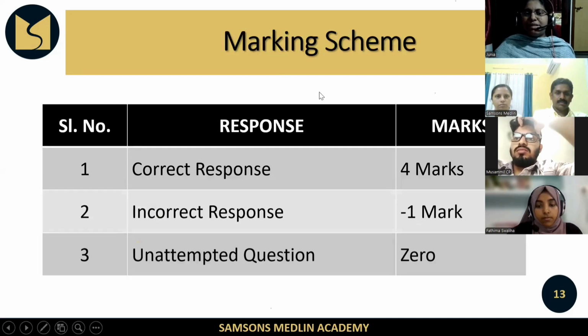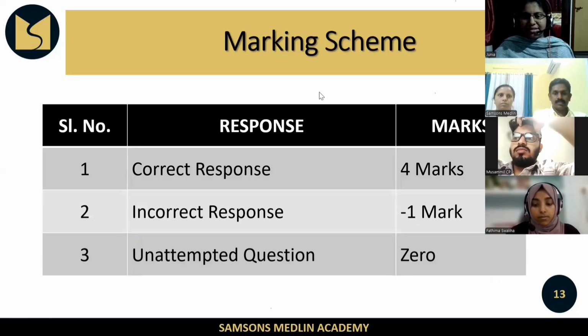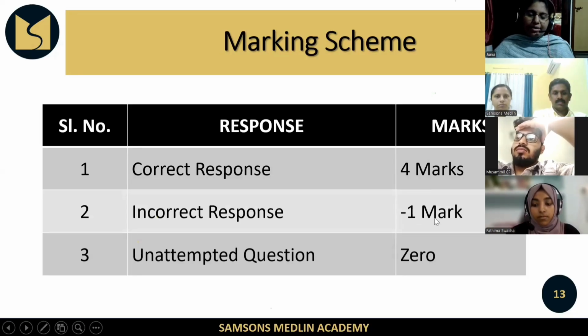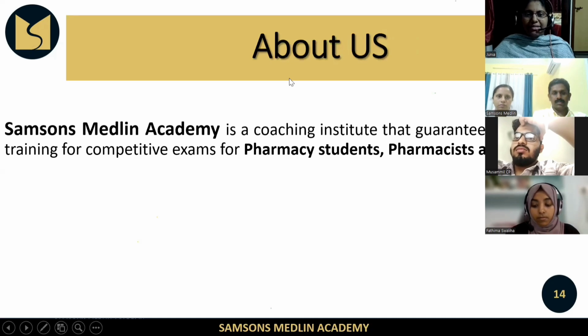And with respect to the marking scheme, for the 125 questions, each question carries 4 marks. So if you have given a correct answer, you will definitely get 4 marks. If it is incorrect, minus 1 mark will be deducted. And if you are not attempting a question, there will be 0 marks. Okay. And this is how the marking scheme of the GPAT examination has been till last year.